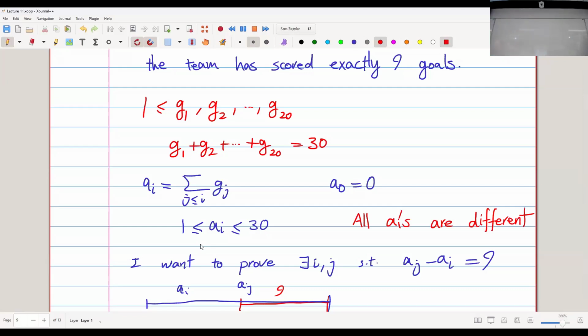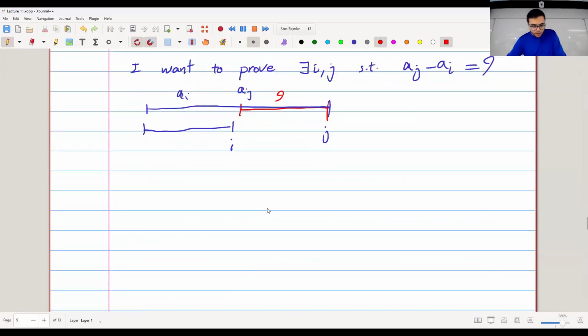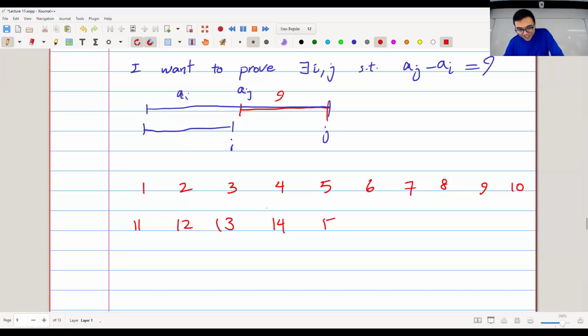Okay. This is going to give me what I want. Look, I have the numbers from 1 to 30. So let's say I have 1, 2, 3. Oh, this is going to take a while. 5, 6, 7, 8, 9, 10. Kill me now.